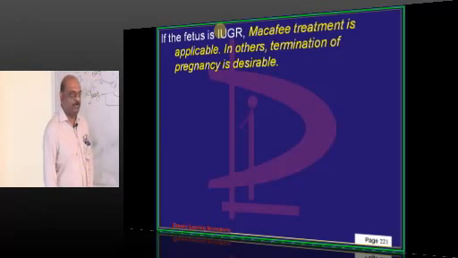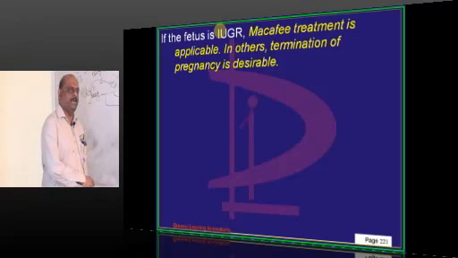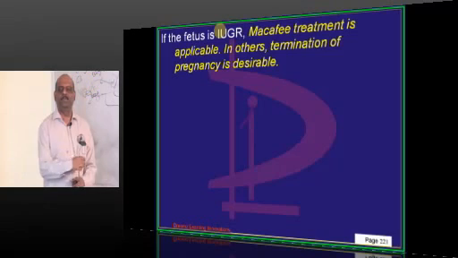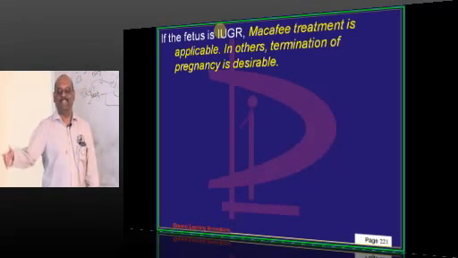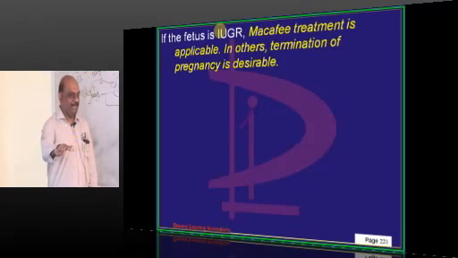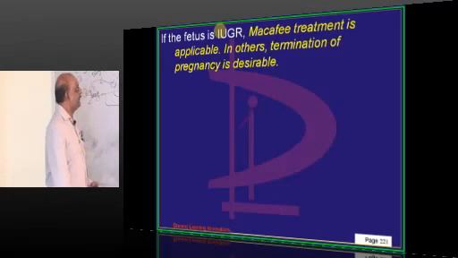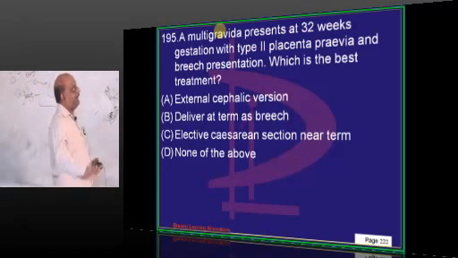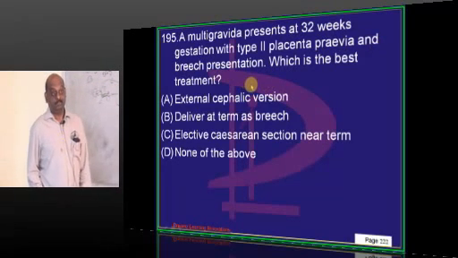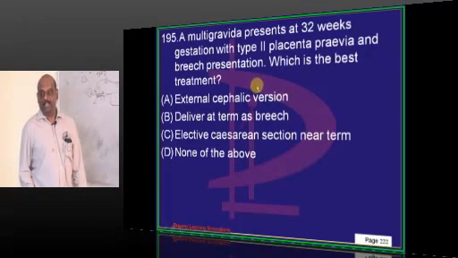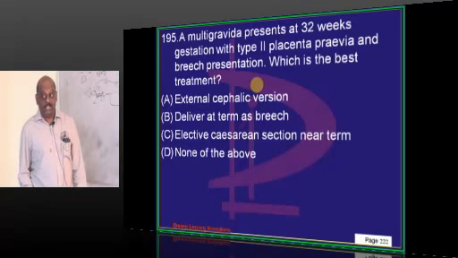So be sure what is Tilland's forces, Piper's forces, Morris's Smellie-Veit maneuver, what is Pinard's maneuver, what is Løvset's maneuver, tap, boom, boom, boom. You must be ready and come out and say, oh, this obstetrics, it's so easy. 30 out of 30 is what I am going to make it, is what you should tell. So then, a multigravida presents at 32 weeks gestation, type 2 placenta previa. Of course, it is easy to say that, little difficult to really practice. But let me tell you, obstetrics is achievable.